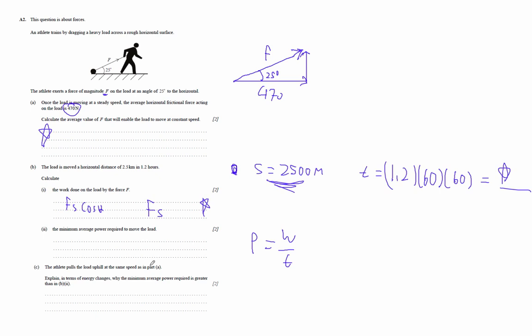And then the athlete pulls the load uphill at the same speed as in part A. Explain in terms of energy changes why the minimum average power is greater. Well, if you're going uphill, in terms of energy changes, it seems to me that you are gaining potential energy. Since you are moving at the same speed but also gaining potential energy, your work is going to be more. It's going to be the ordinary amount of work plus whatever the potential energy is, divided by time. Make that argument with words. Good enough?